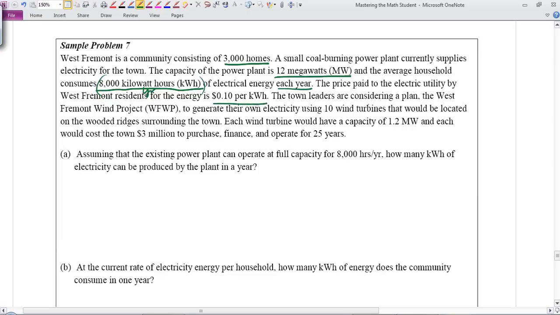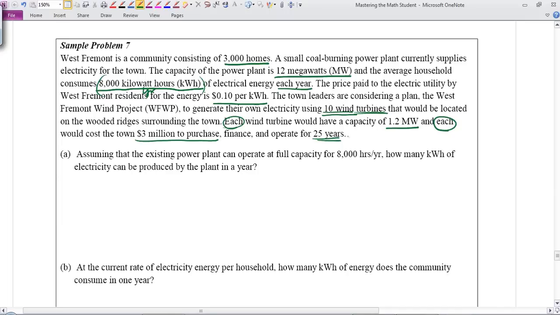The town leaders are considering a plan called the West Fremont Wind Project to generate their own electricity using 10, how many? 10 wind turbines that would be located on the wooded ridges, which is a fabulous place to put wind turbines, surrounding the town. So each one of these wind turbines would have a capacity of 1.2 megawatts, and each would cost the town $3 million to purchase. Each. These eaches are important. Each turbine costs $3 million each to purchase and finance and operate for 25 years. Okay, that's not that bad a price, actually.